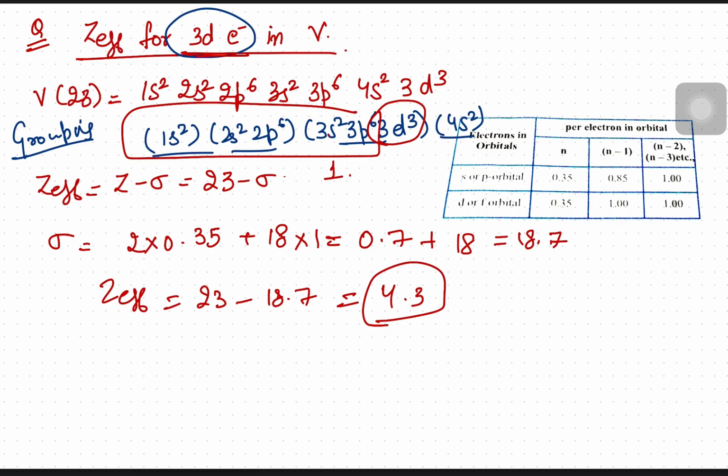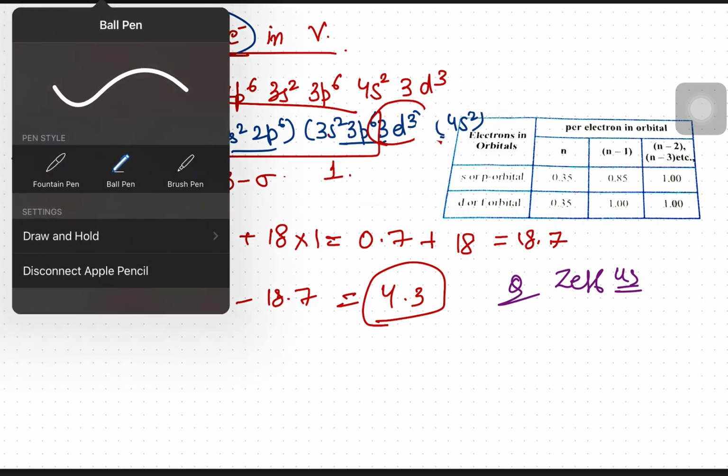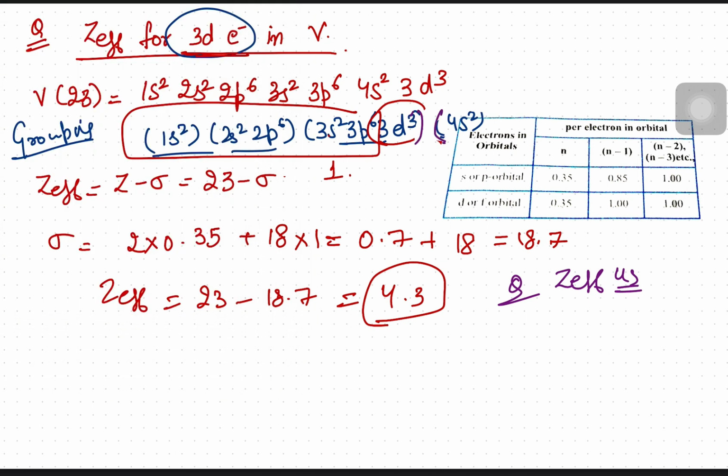Now see, if the question comes, for example, to calculate the Z effective for 4s electron in vanadium, the same grouping you have to do. So here n will be 4. Z effective is Z minus sigma. Z is the same, 23 minus sigma. Now the steps to calculate sigma for 4s.